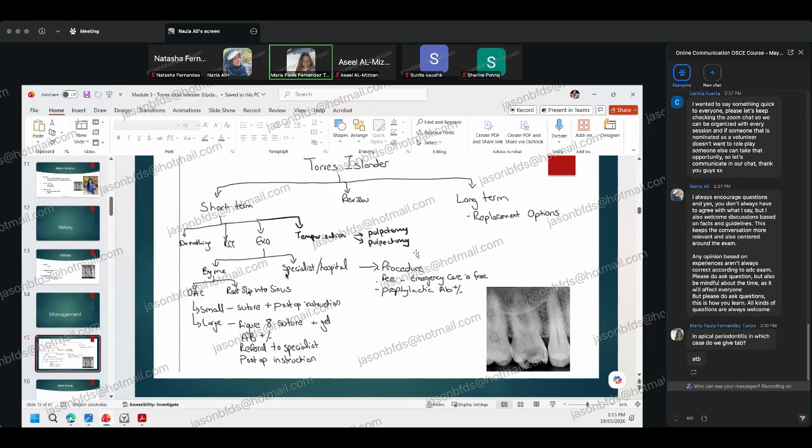Right? So always give the patient a range of options. Now they're not expecting us to talk about do nothing or RCT. They want us to jump directly into extraction. But this is where we're giving them options.